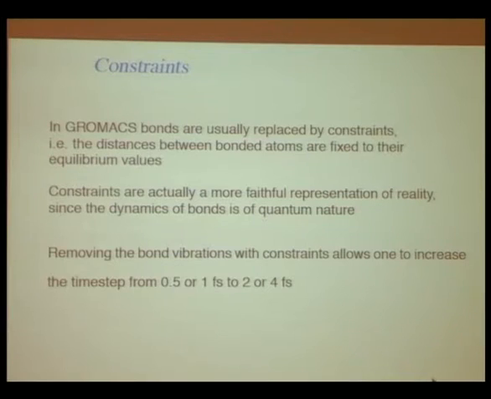So this is actually a more faithful representation of reality, since the dynamics of bonds, which vibrate very rapidly, are of quantum nature and will not be treated correctly by a harmonic spring or anything classical. And another important advantage is that if you remove these bond vibrations by using constraints, you can take a time step which instead of half a femtosecond or 1 femtosecond will be now 2 or 4 femtoseconds. So this gives you roughly a factor of 4 or something like that in time step, which means that you need to wait, instead of 4 weeks for your simulation, you only need to wait 1 week, for instance, which is very nice.